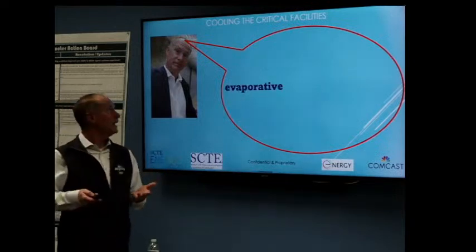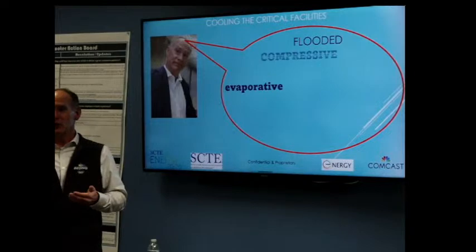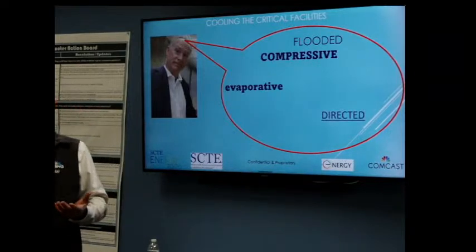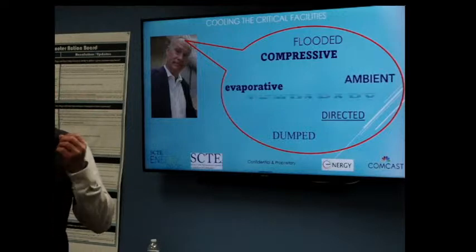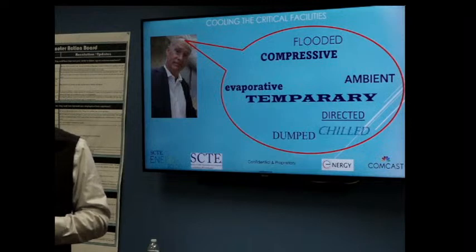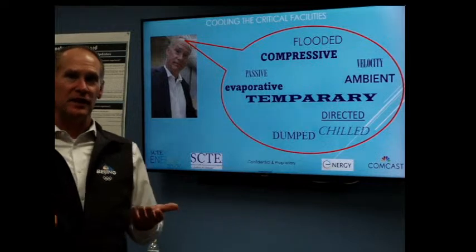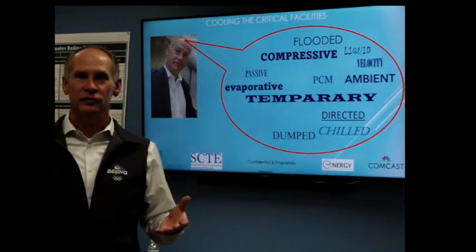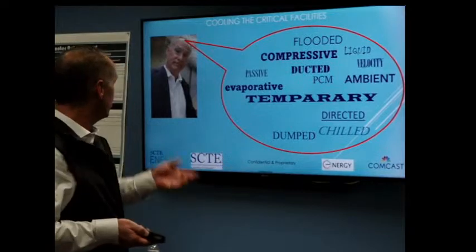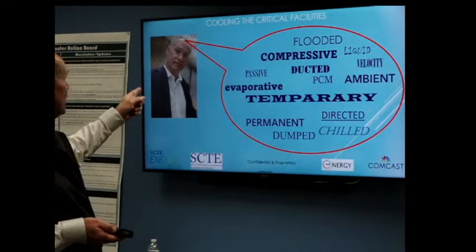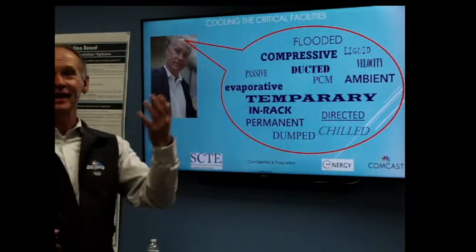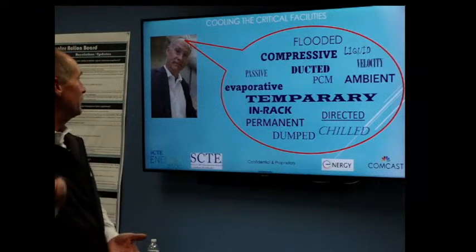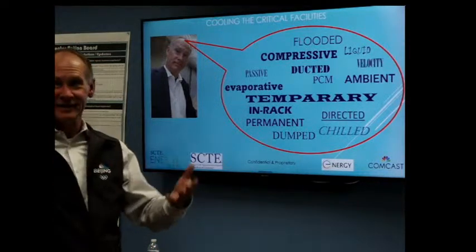So how do I even go through some of the decision trees? I was recently asked to speak at a different SCT event where we're talking through what kind of air conditioning we should use at a lot of our sites. And I really had to challenge myself and try to figure out how many different solutions are there. So I really had to put them down. There's passive, evaporative, temporary, in-rack, permanent, dumped, chilled, directed, liquid, velocity, ambient, phase change material, flooded, compressive, ducted.